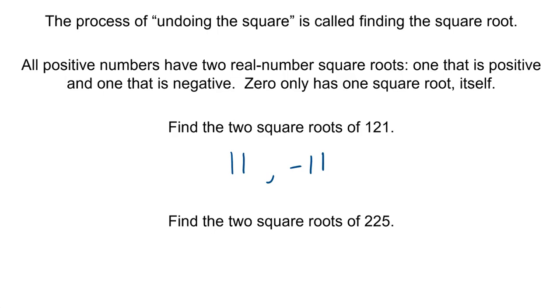Let's find the 2 square roots of 225. Remember, because this is a positive number, there will be 2 square roots of this number, one that's positive, one that's negative. 15 times 15 is 225, and negative 15 times negative 15 is also 225. So 15 and negative 15 are the 2 square roots of 225. Again, notice one's positive, the other one is its opposite, or negative.